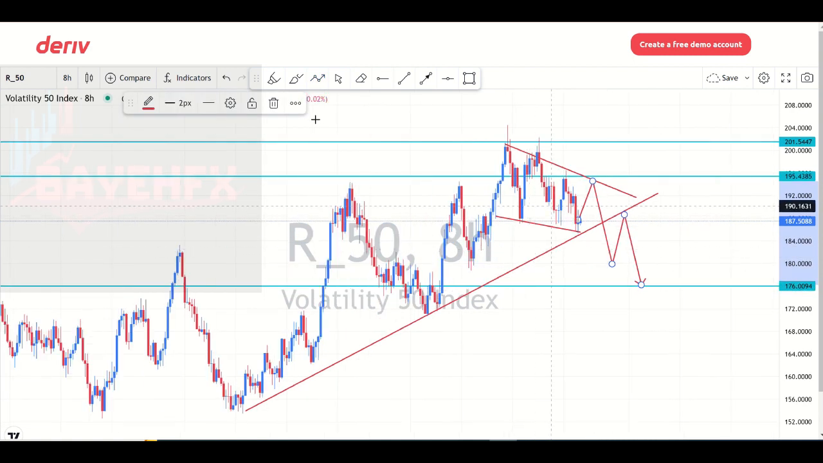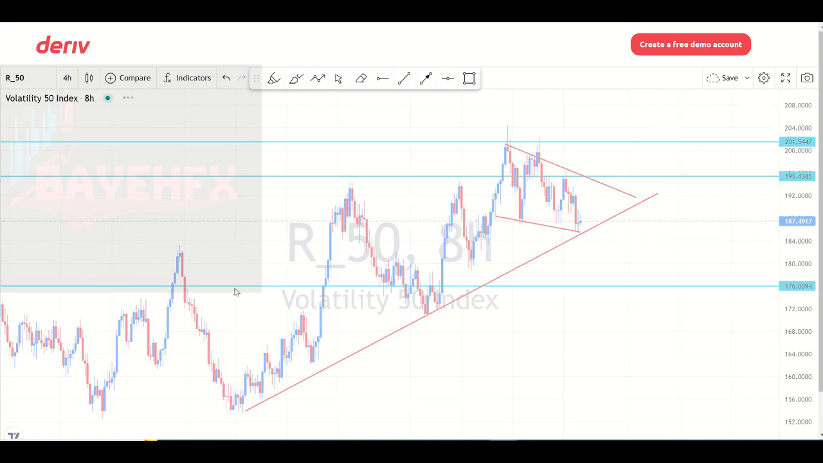So that's it on the highest time frame, but let's go down to the smaller time frame. Does it support what we've seen in the highest time frame? So let's go down to the 4 hours time frame.